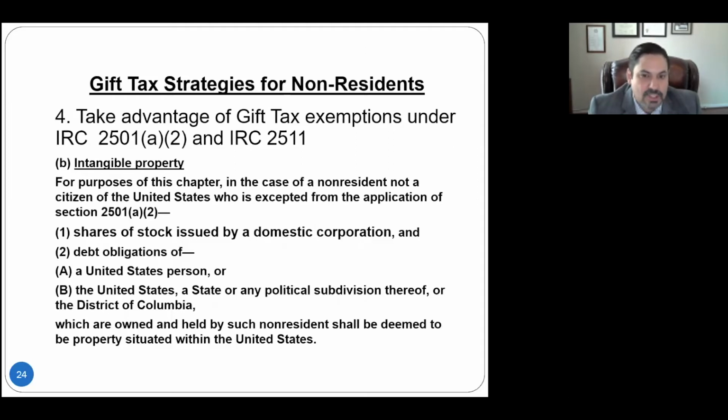Another huge exception, there are debt obligations. So let's say your client has a bunch of municipal bonds or treasury bonds that they invested with the United States. The value of those bonds are exempt for transfer for gift tax purposes. They can gift them while they're alive to family members, and these debt obligations of these bond portfolios would not be subject to gift taxes. Okay.